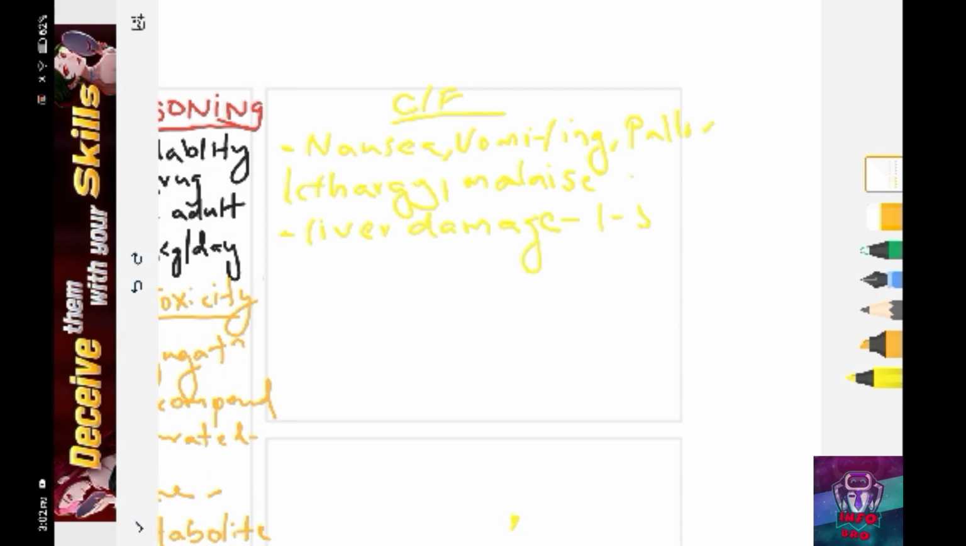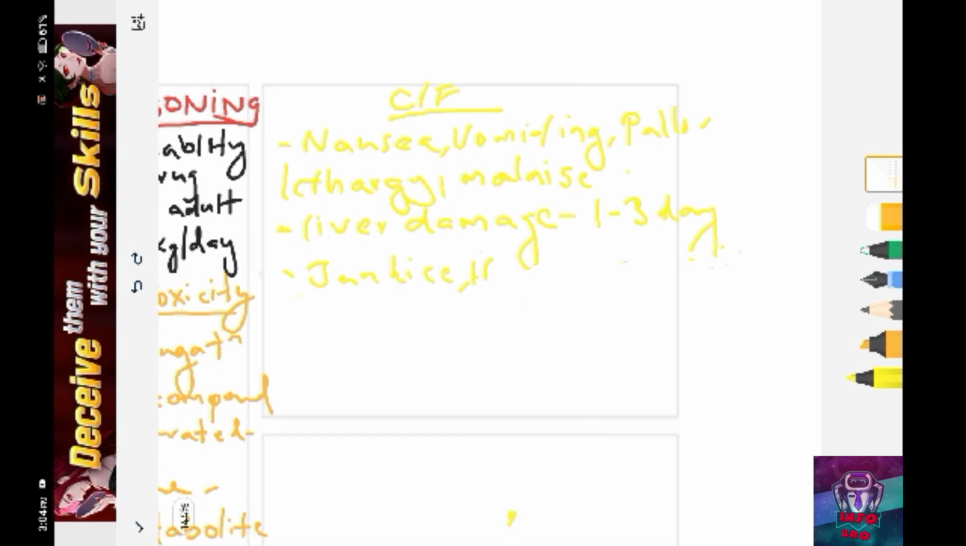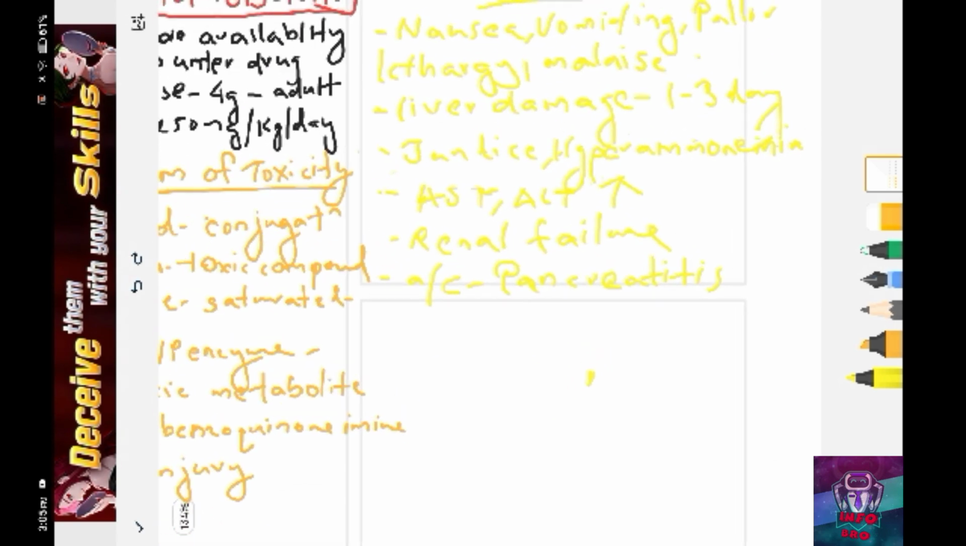It develops 1 to 3 days after the ingestion. The next features are jaundice and hyperammonemia. And then the enzymes AST and ALT will be increased. Rarely, renal failure and acute pancreatitis occur.